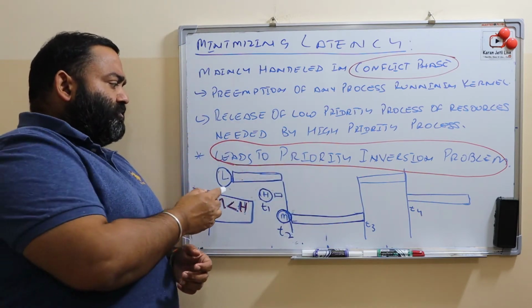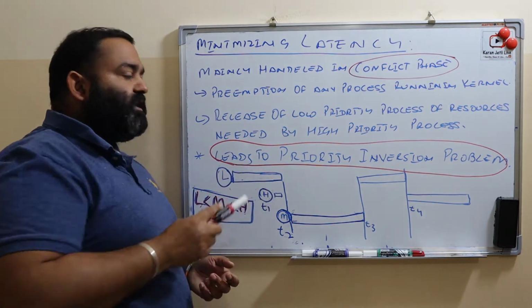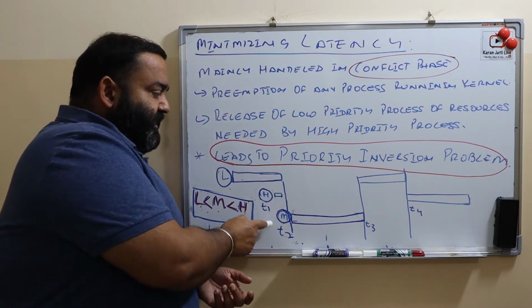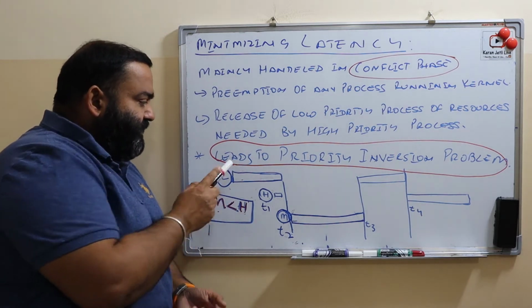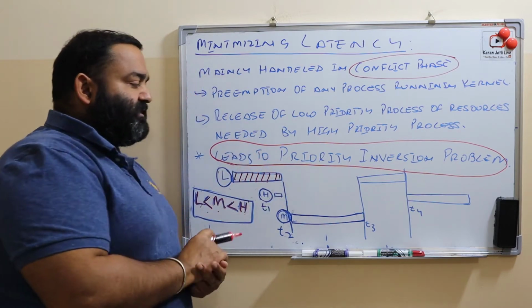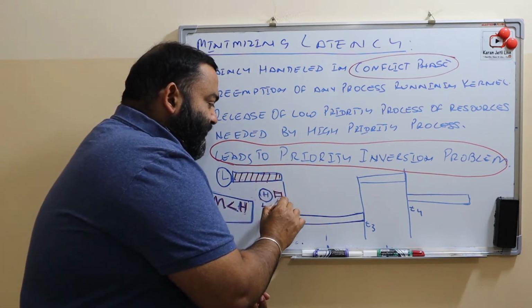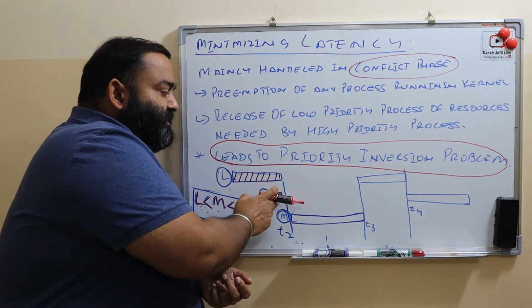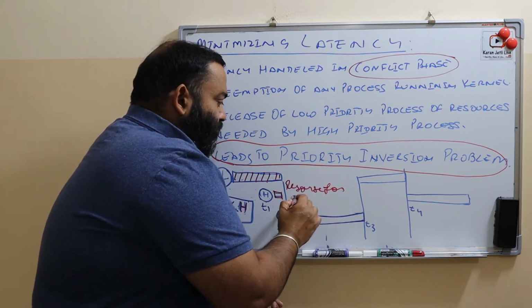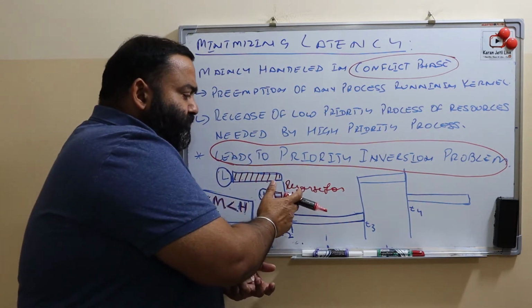Now to explain it, suppose we have three processes, L, H and M. L has the lowest priority, H has the highest priority, and M has the medium priority. It is less than H but more than L. So these are my three processes. Now suppose process L is running, and at time t1 a high priority process comes, that is H. Now H needs resources from L.